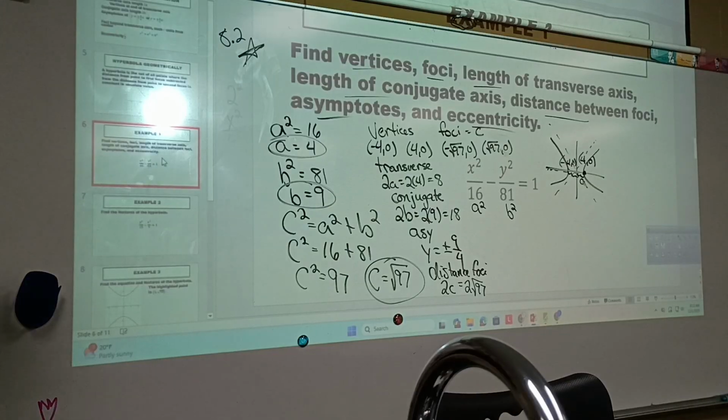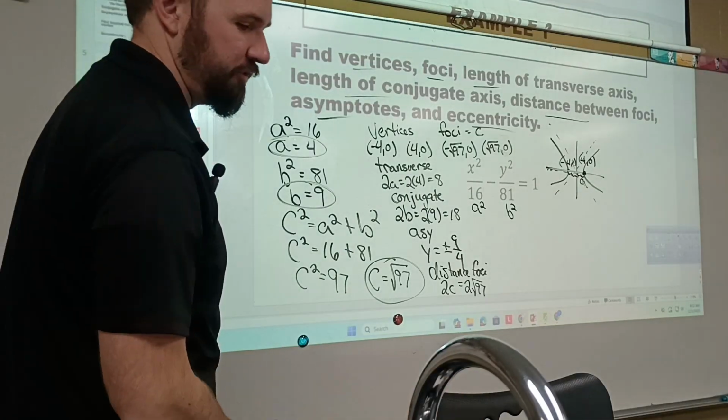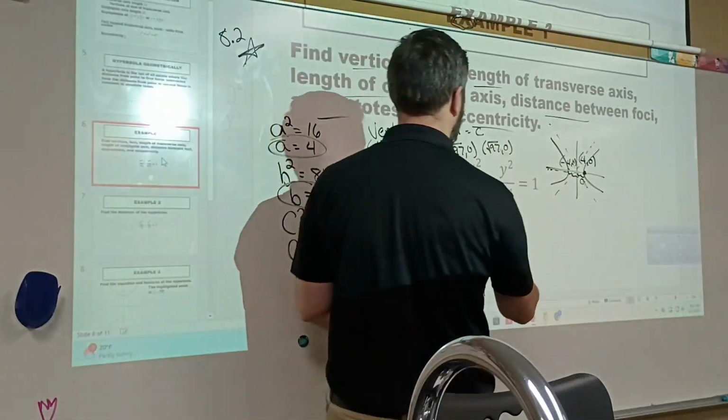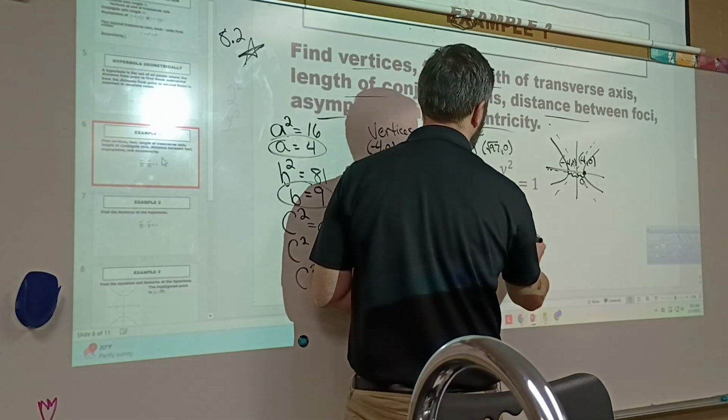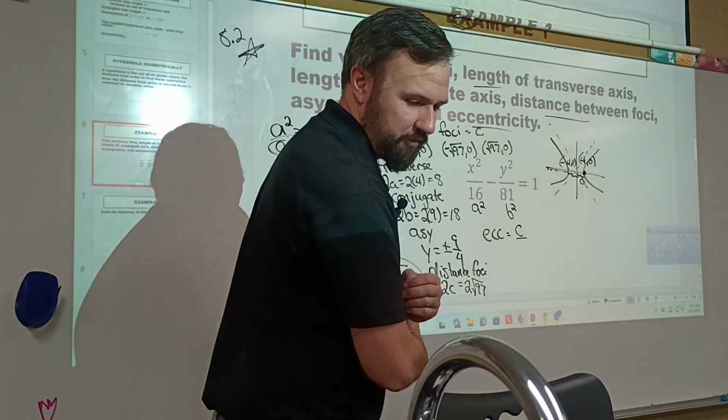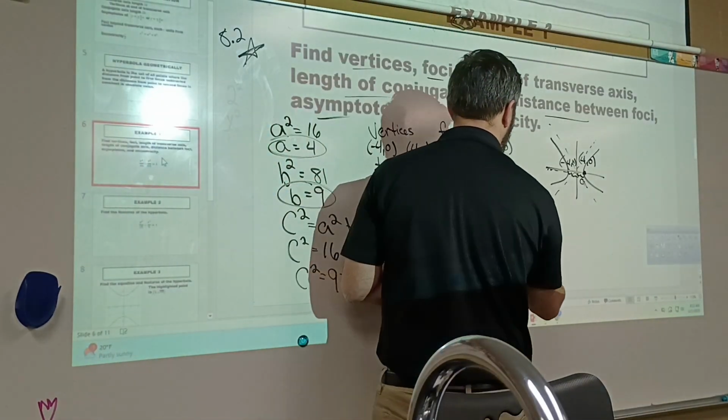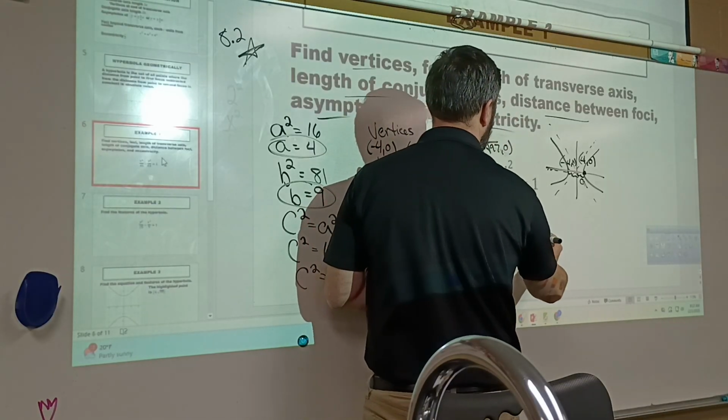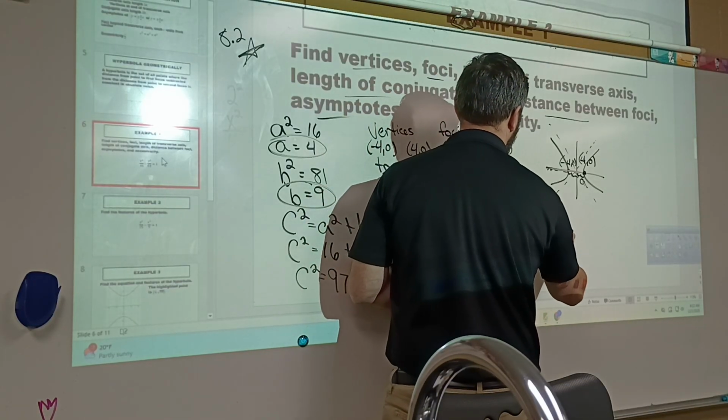And lastly, I'll find the eccentricity. The eccentricity is c over a. Here our c is square root 97, and our a is 4.